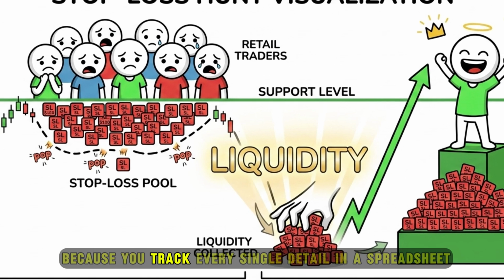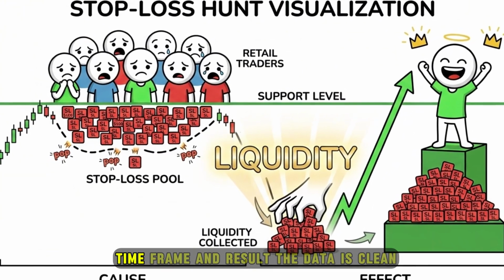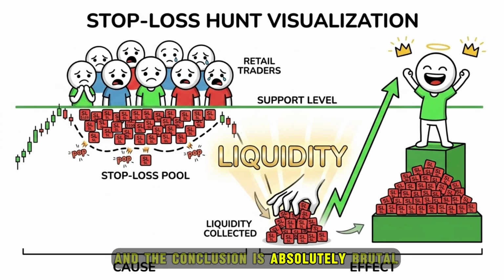You know this because you track every single detail in a spreadsheet entry: exit, zone type, time frame, and result. The data is clean and the conclusion is absolutely brutal. You are wrong 2 times out of 3. But the losses feel random and the wins feel like pure skill, so you keep pushing forward.